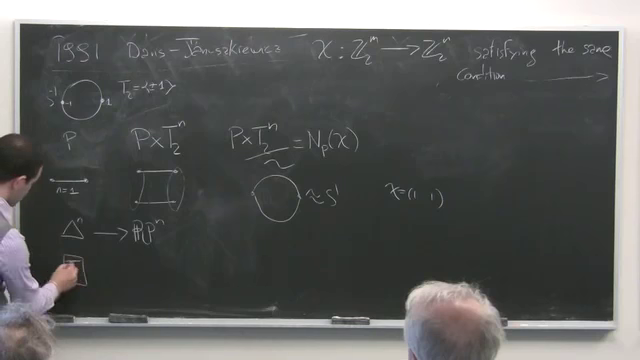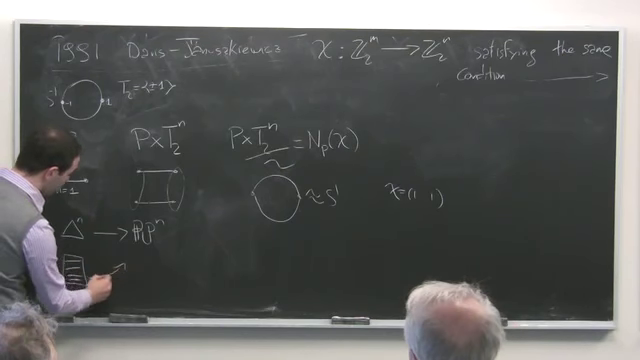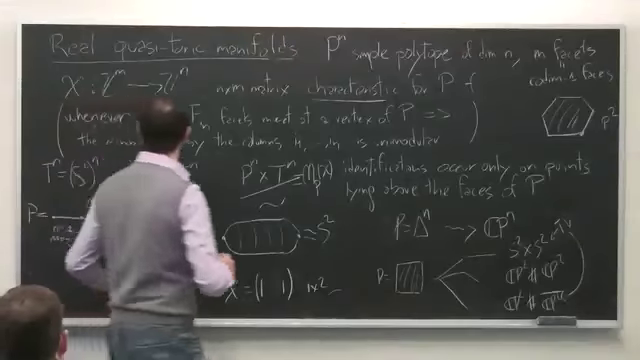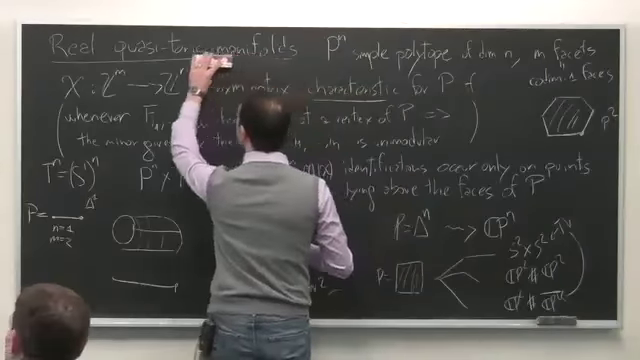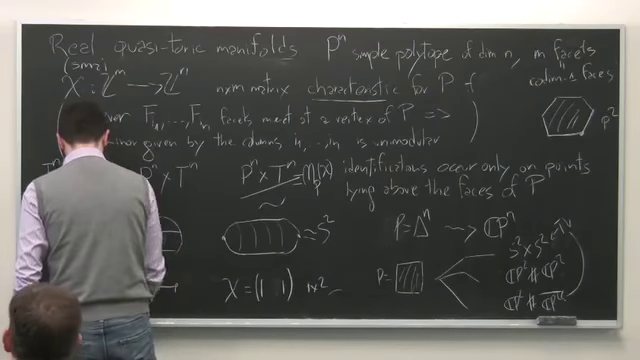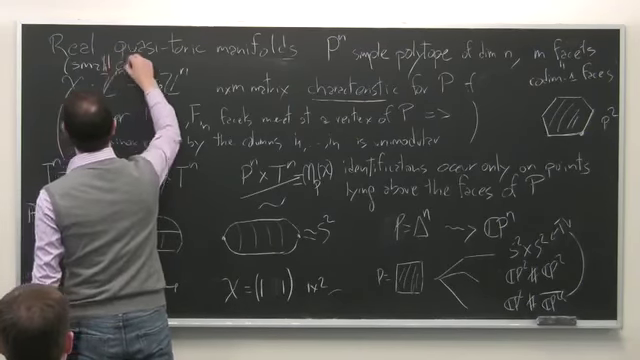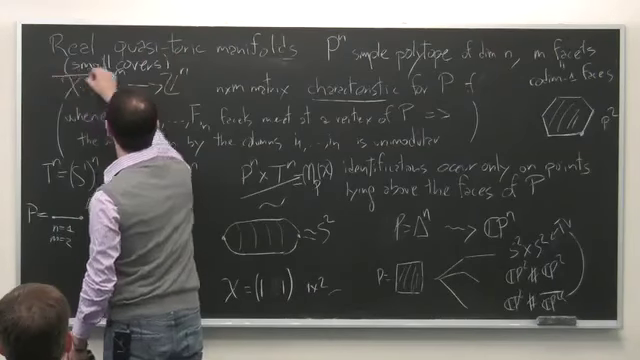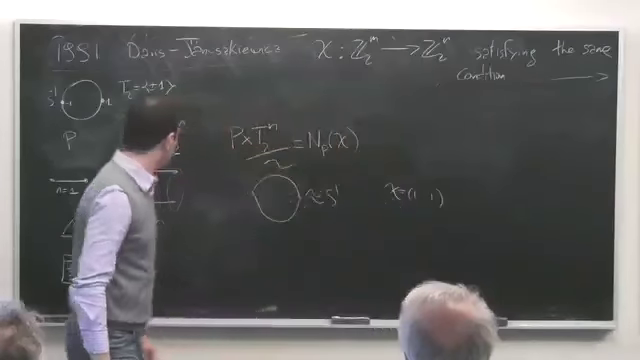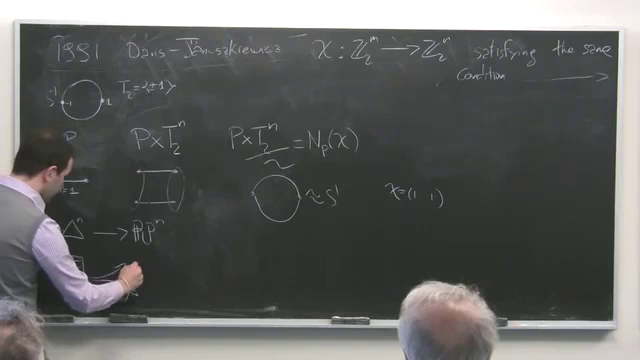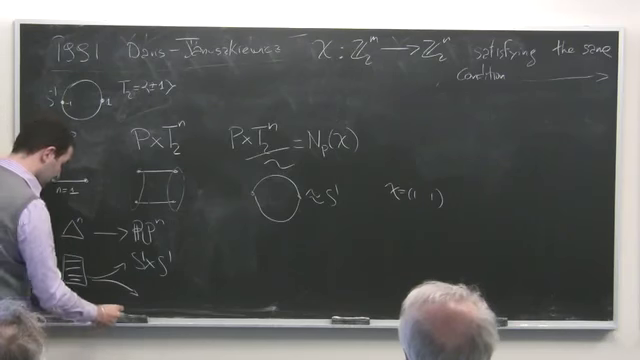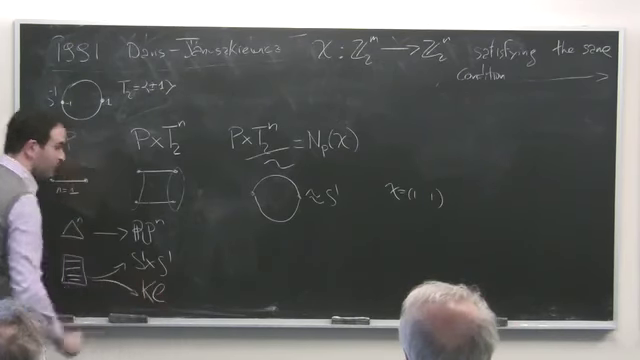Over the square, there are two different small covers. Another name for this is small cover. I will use it in the same way: small cover is the same as a real quasi-toric manifold. And over the square, you have essentially two things. One of them is a product of circles, so just a torus, or a Klein bottle.